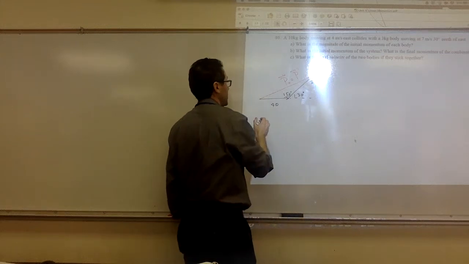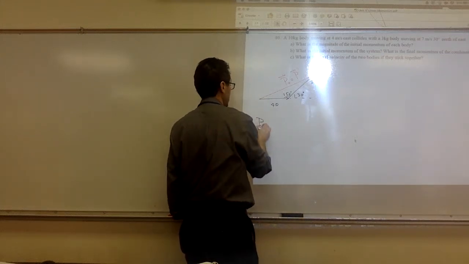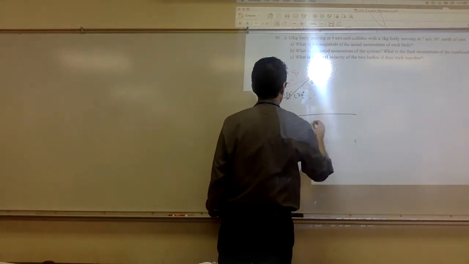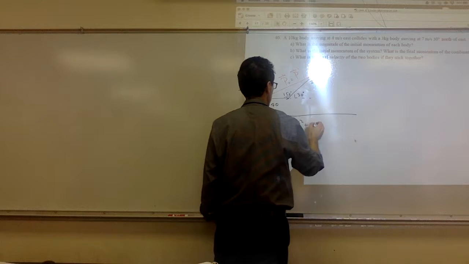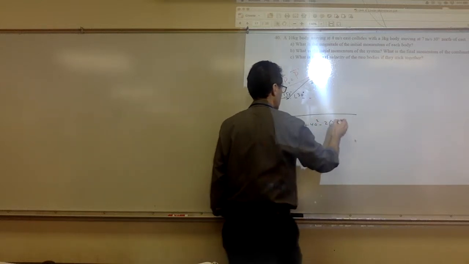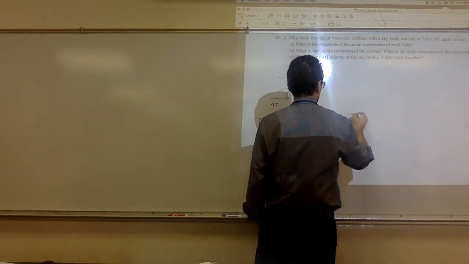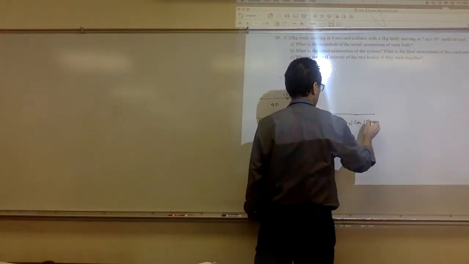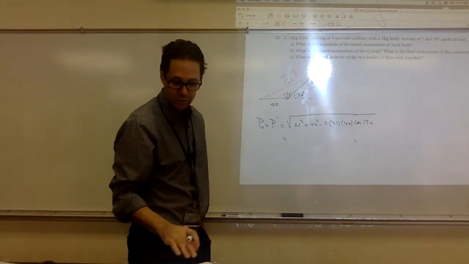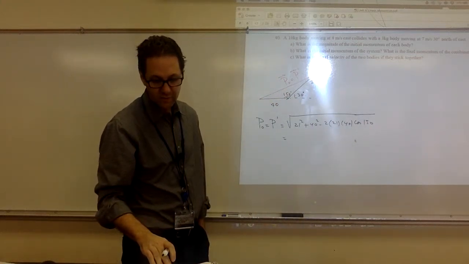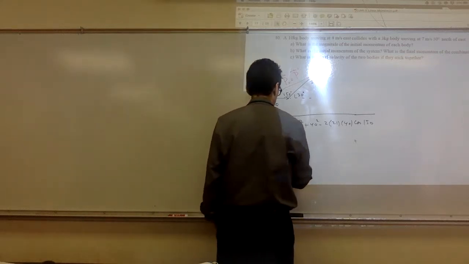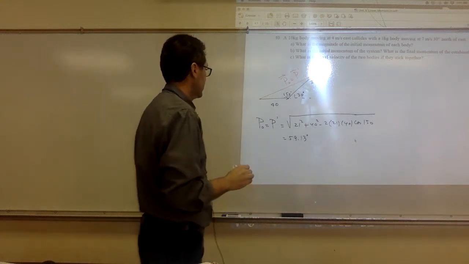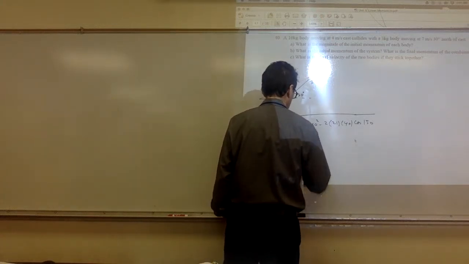Okay, so now we can say P0, which is the same thing as P prime, equals square root of 21 squared plus 40 squared minus 2 times 21 times 40 cosine of the angle facing what you're looking for, which is 150 degrees. And here we should get 59.13. No, not degrees, kilogram meters per second.